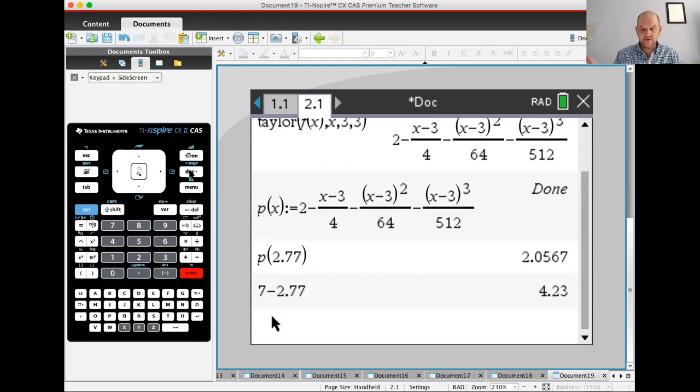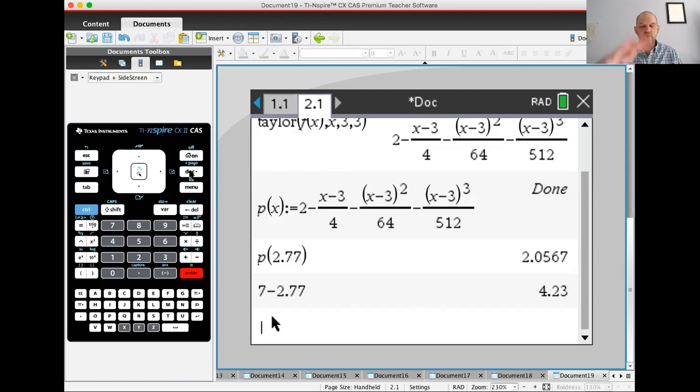I don't know, that's like a really weird value. But anyway, it worked. So P of 4.23, which is approximately square root of 4.23. Nope, sorry, got that wrong. P of 2.77 is approximately the square root of 4.23, and that gave me 2.057, let's say.